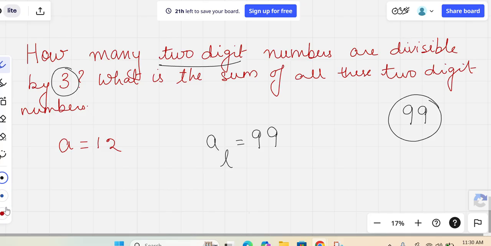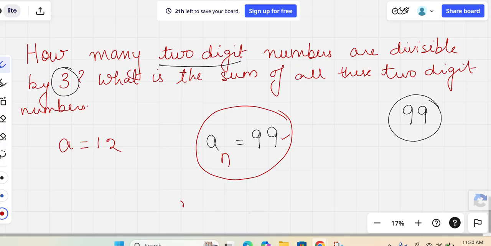You can find out the last term, right? Why do you have to find it out? Because they are just asking about two-digit numbers, and you know the last two-digit number is 99. You just check if it's divisible by 3. If it is divisible, then automatically this becomes the last term, right? So if this is the last number, an is equal to 99.